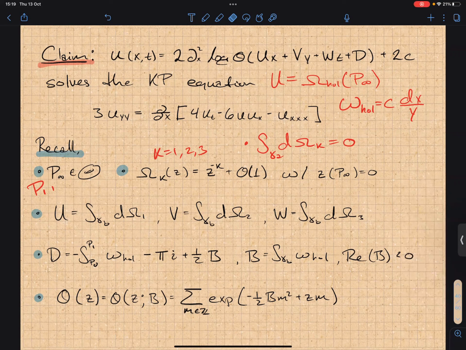And so if you're trying to solve an initial condition problem, the trick is finding the correct P infinities and base points. I don't know if that answered your question.